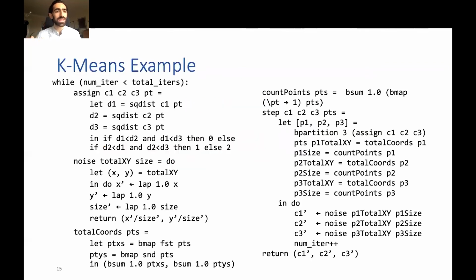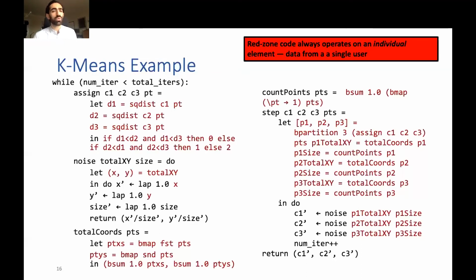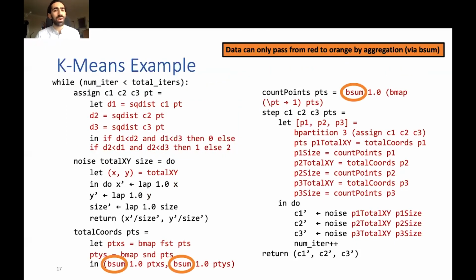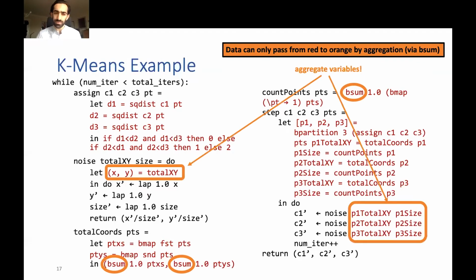So how does this work in practice of actually processing a query? I want to show you again this k-means code. You don't have to understand it too carefully, but I'll highlight how we actually do the splitting up. Red zone code is always operating on an individual element, so this is private data from a single user. For example, the assign function is going to match the closest center to each user. Now data can only pass from red to orange by aggregation, so via this bsum function.